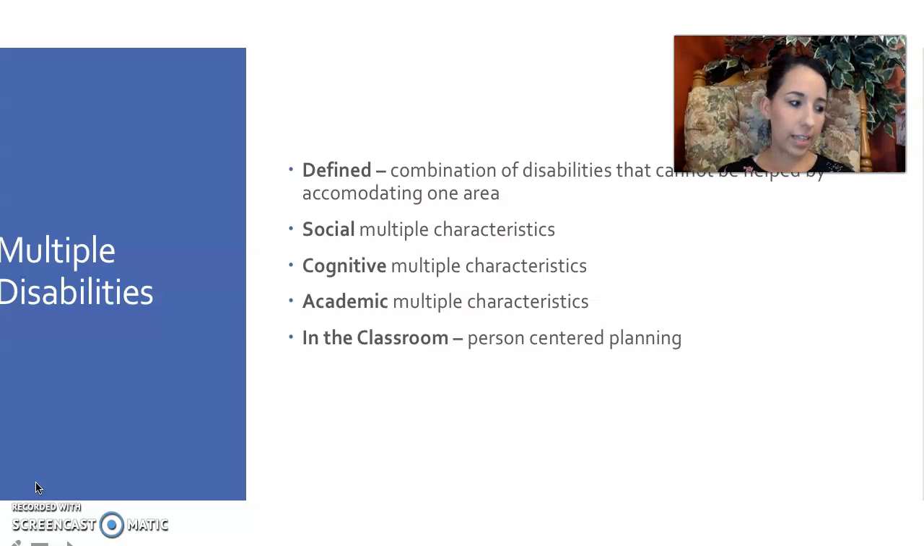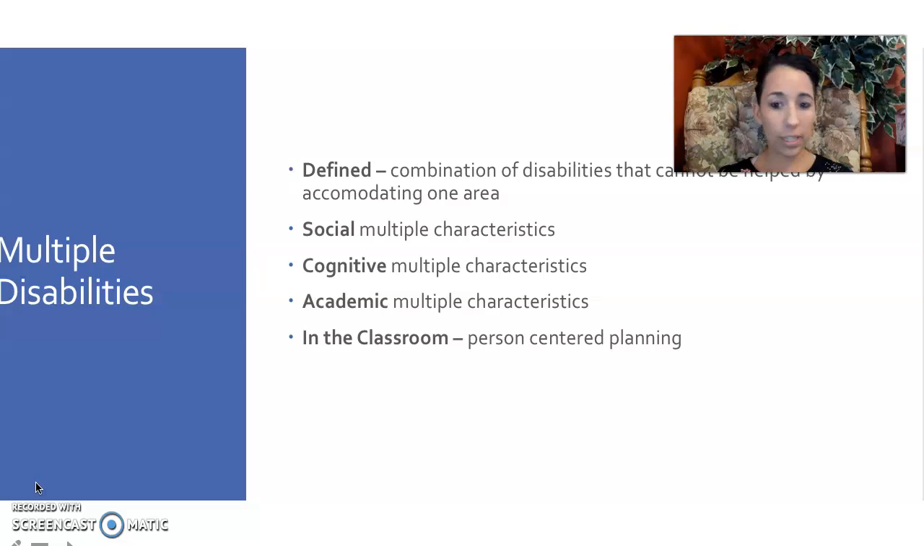Multiple disabilities are defined as a combination which causes such intense educational need that they cannot be accommodated by solely addressing one impairment. Socially, academically, and cognitively, it's difficult to describe their characteristics because with multiple disabilities, there's a large group of multiple characteristics and each person will act differently. You will have to do a non-discriminatory evaluation to determine what disabilities they have and how to help.